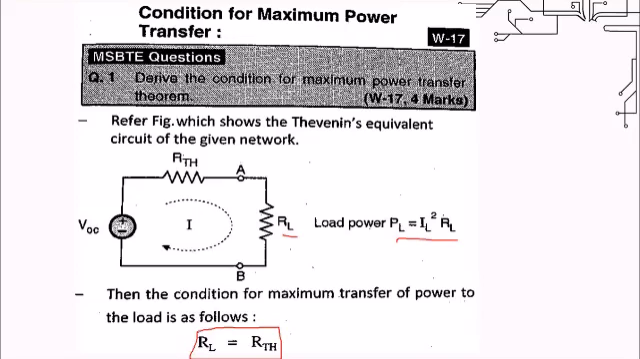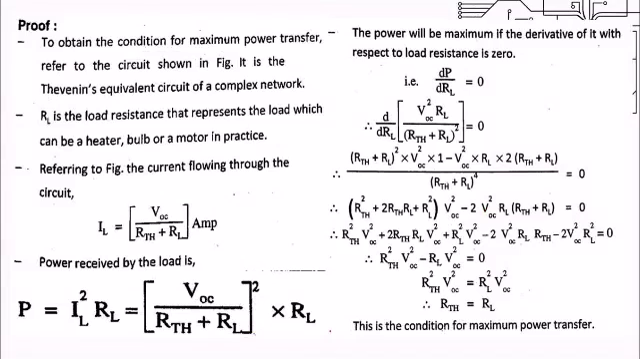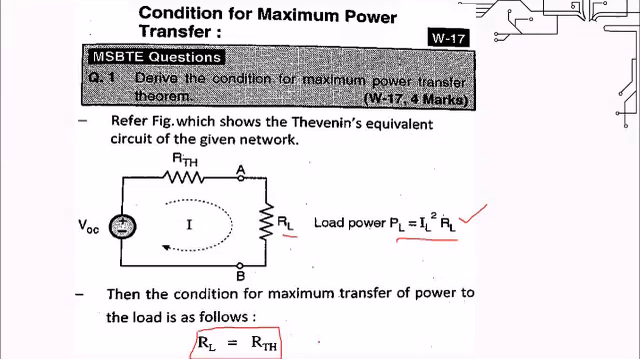So in this condition, what will be the formula for this PL? Of course, IL square RL will be there. But if IL square value is not given to you, then how to calculate the maximum power? So by using this condition of RL is equals to RTH, we will now derive the formula. So here a proof is given. That means how to.